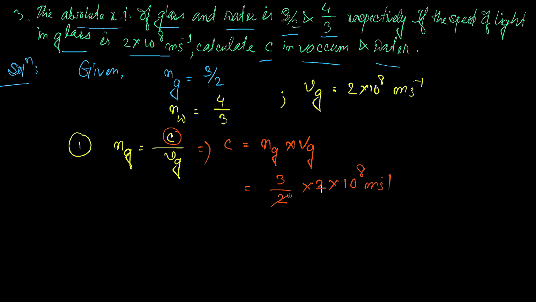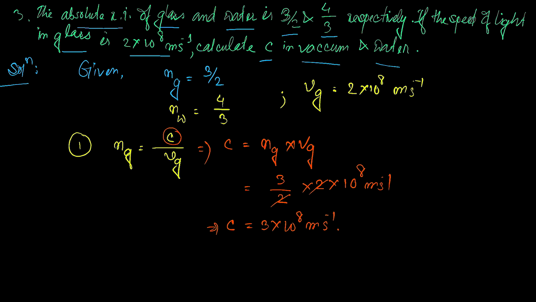Cancel out 2 and 2. What is going to be there? 3 into 10 to the power 8 meter per second. And this is the velocity of light in air. And we also know that this is the velocity of light in water. We will actually solve in the case of the vacuum. Now we have to solve the velocity of light in water.